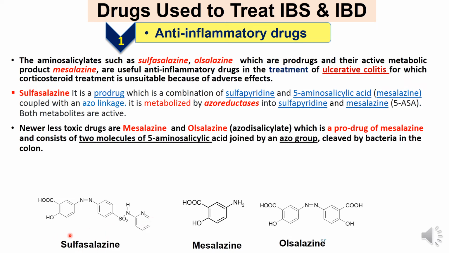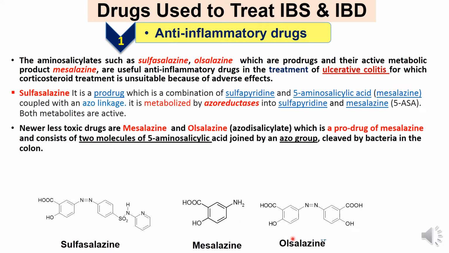I want you to know that the part which is the 5-aminosalicylic acid is also called mesalazine. This part is called mesalazine. Here mesalazine is 5-aminosalicylic acid. It is the active metabolite. It is an active drug and the active metabolite of sulfasalazine.